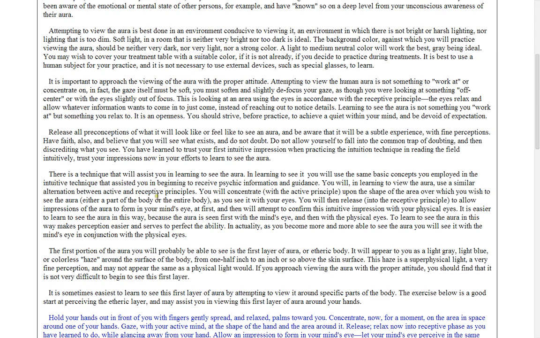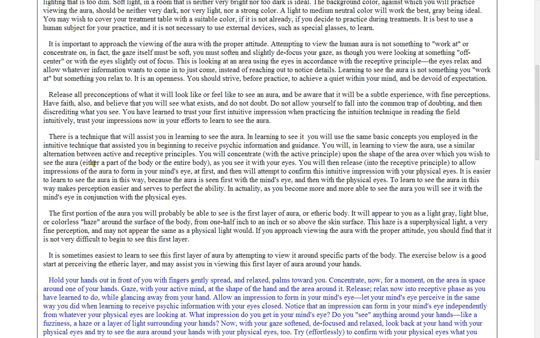When practicing the intuition technique and reading the field intuitively, trust your impressions now in your efforts to learn to see the aura. This is a technique that will assist you in learning to see the aura. In learning to see it, you will use the same basic concepts you employed in the intuitive technique that assisted you in beginning to receive psychic, energetic information and guidance.